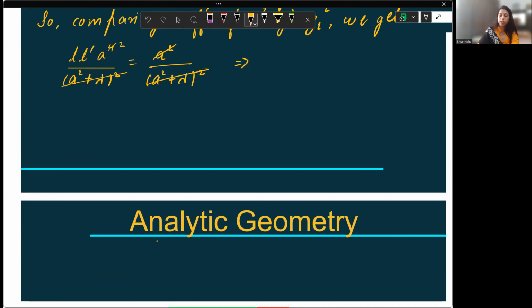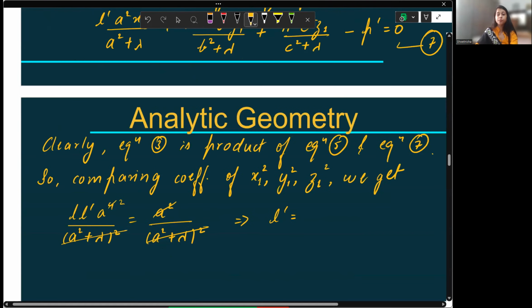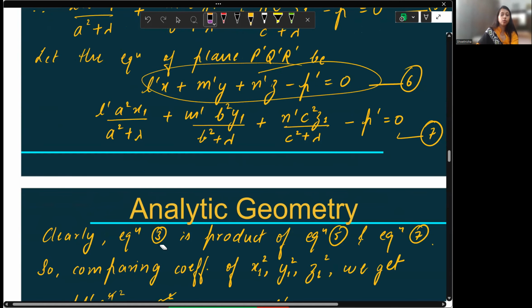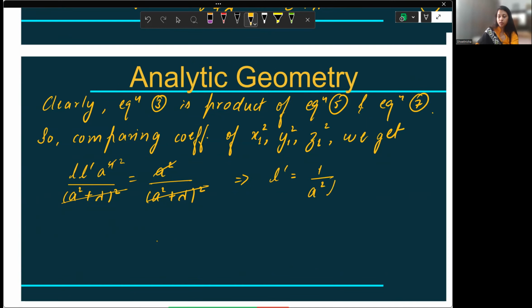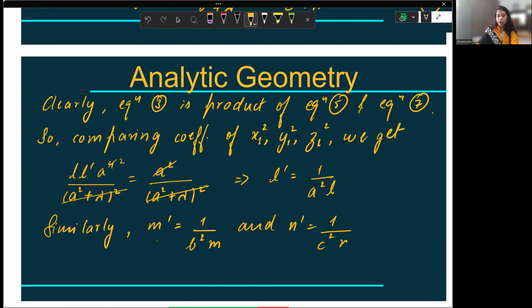And it implies we are getting L dash, because my target was to find L dash, M dash, N dash, and P dash to substitute in equation number 6 to get the equation of the required plane. So L dash is equal to 1 divided by a square L, right? And similarly, if you equate the coefficients of y1 square and z1 square, you will get the value of m dash as 1 by b square m, and n dash is 1 by c square n.